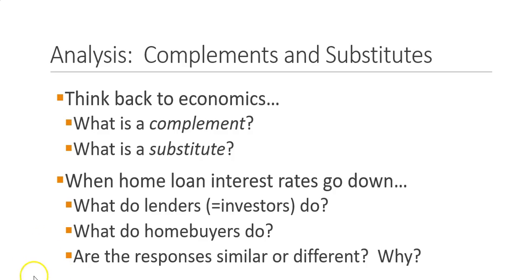And then the second question is, what do home buyers do? Do home buyers like it when interest rates on home loans go down? And how does that affect their decision to purchase a house or maybe decide not to purchase a house? So are these responses, the lender's response and the home buyer's response, similar or are they different? And I would like you to be able to explain why they are either similar or different based on your understanding of the concepts we've been discussing and applying the economics concept of complements and substitutes.